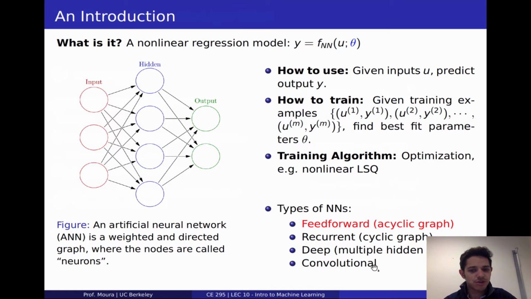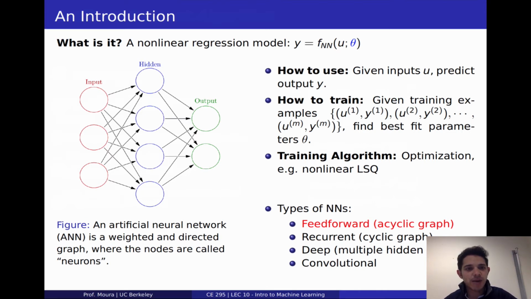A convolutional neural network, which has been especially popular in computer vision, is one in which the operation that these nodes do is a mathematical convolution operator. Okay, so we won't focus on recurrent neural networks, we won't focus on deep neural networks, we won't focus on convolutional neural networks. We'll just focus on feed-forward networks. This is definitely the place where you need to start.